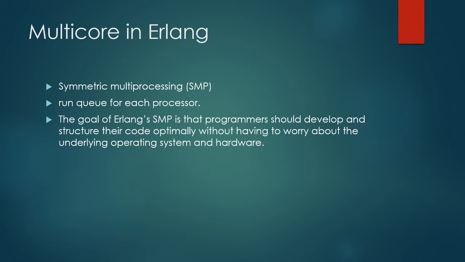Erlang was primarily designed for achieving concurrency, and the foundation for multi-core in Erlang was the discovery of symmetric multiprocessing (SMP), and the processor in Erlang has evolved from a single monolithic run queue to a run queue for each processor. And the goal of Erlang SMP is that programmers should develop and structure their code optimally without having to worry about the internal operating system and hardware.